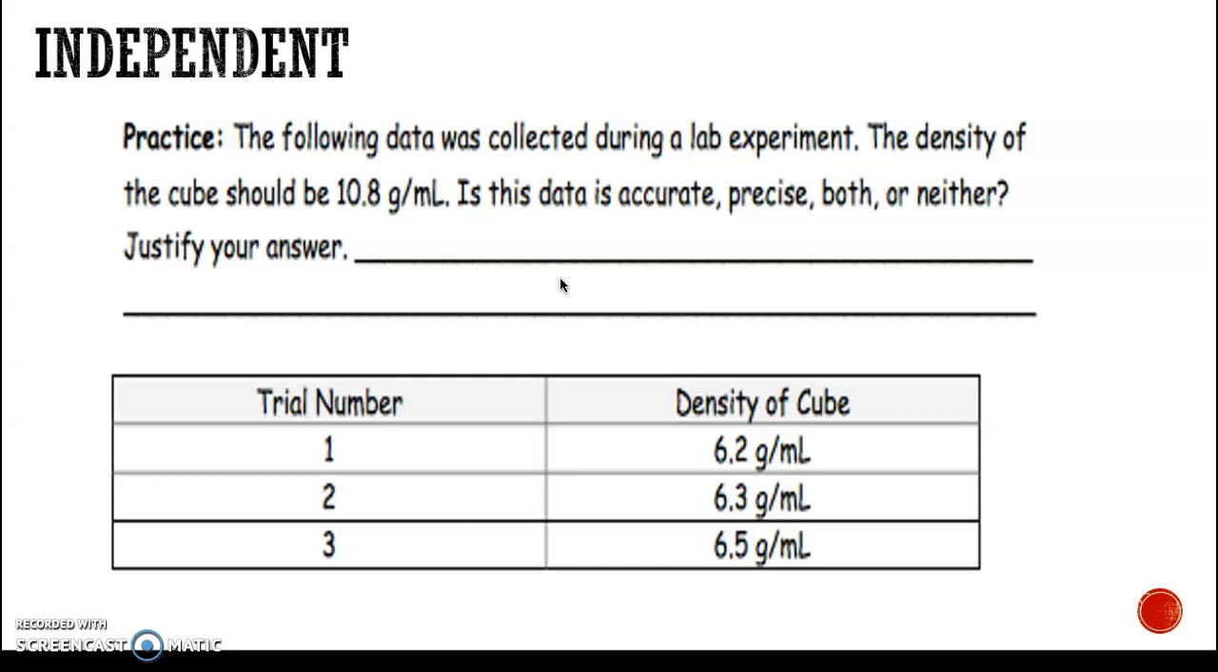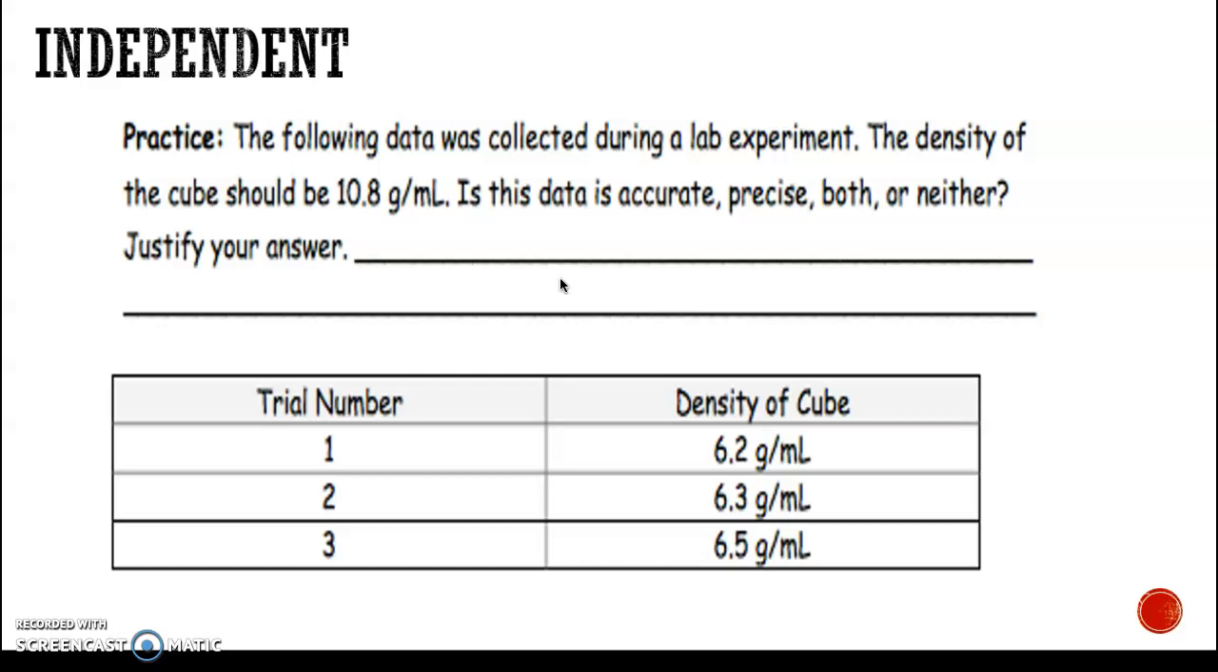We have another problem independently, but we're going to do this together, obviously. We have this practice problem. The following data was collected during a lab experiment. The density of the cube should be 10.8 grams per milliliter. Is the data accurate, precise, both, or neither? Justify your answer, right? And they give us the trials: 6.2, 6.3, and 6.5.